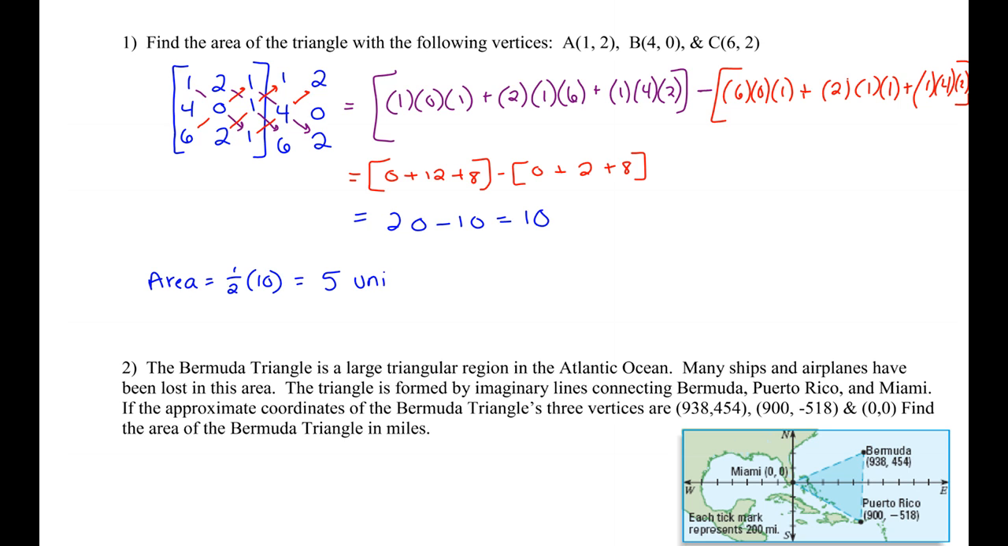and then I'm going to label it with units squared. Please try to do example 2 on your own, and then look at the next page.